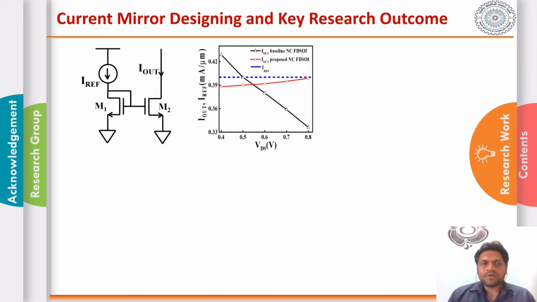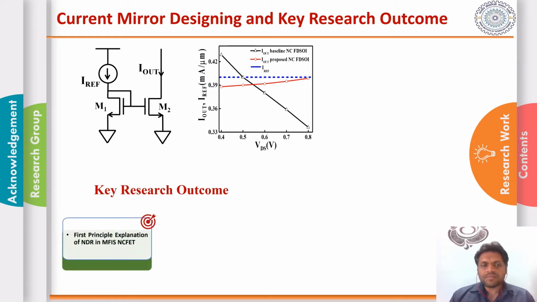With the help of the proposed device, we have also designed the current mirror. In this one, the output current only shows 2.3% variation with respect to the reference current while we are varying the VDS from 0.4 volt to 0.8 volt, while the baseline NC FDSOI device shows 27% variation in the output current with respect to reference current. And due to this, these devices show VDS independent current mirror characteristic. These are the key research outcomes of this work.